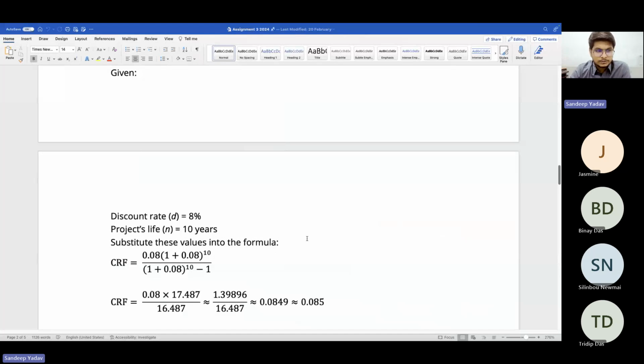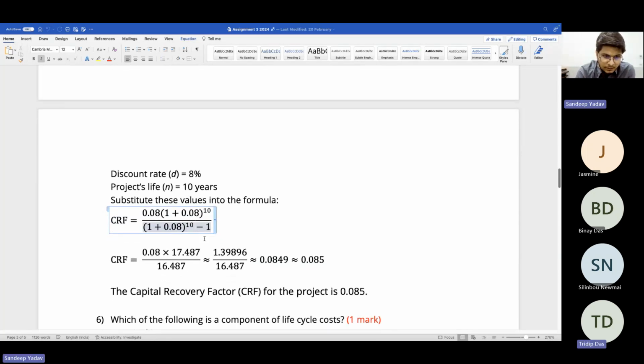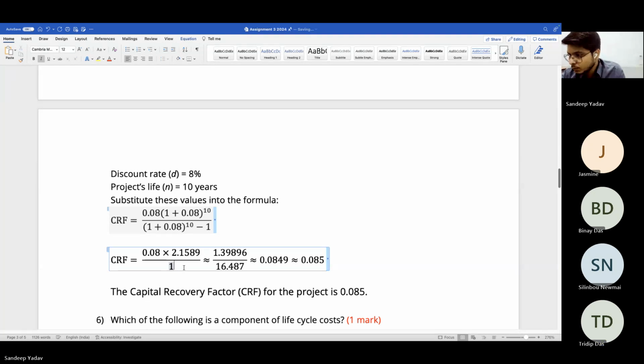So you're talking about this question, correct? Yes. Currently, if you put 1.08 to the power 10, then it should be 2.15, correct? Or it should be 2.1589. And similarly, this would be 1.1589.